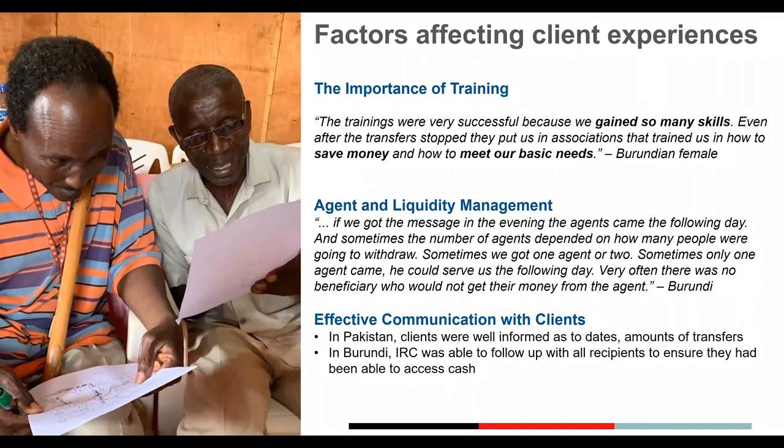Second, agent and liquidity management. When IRC worked well with the local mobile network operator and was able to plan to make sure that enough agents and enough cash was available for those agents, it helped affect the beneficiary's experience.